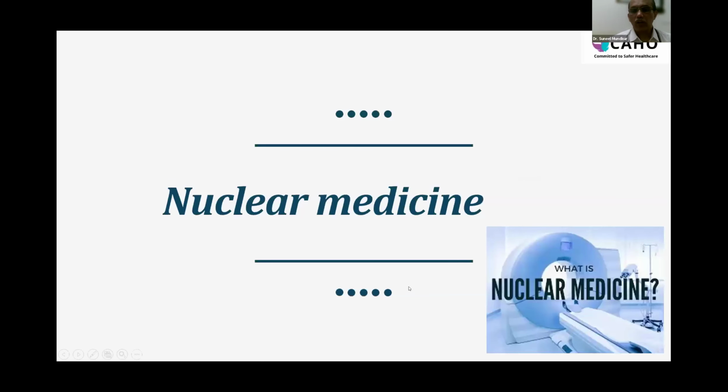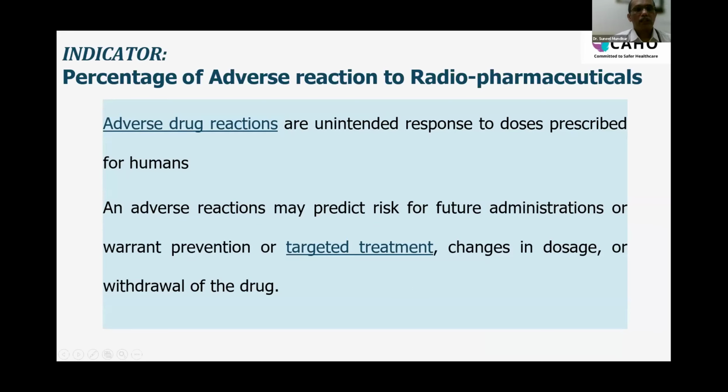So the first one is on nuclear medicine. The indicator is percentage of adverse reaction to radiopharmaceuticals. Adverse drug reactions are unintended response to doses prescribed for humans. An adverse reaction may predict risk for future administration or warrant prevention or targeted treatment or changes in the dosage or withdrawal of the drug.